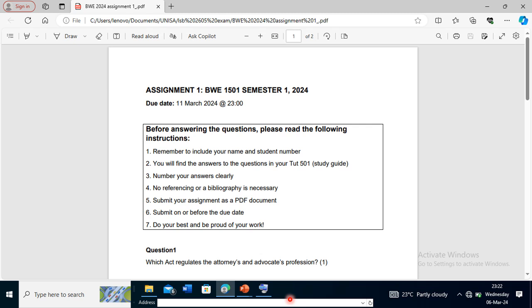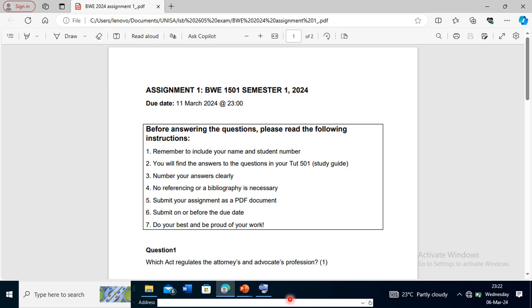And then number 2, you will find the answers to the questions in your study guide. So all the answers, guys, are going to be from your study guide. You can use Google, but most of the answers will come straight from the study guide. Number 3, number your answers correctly, guys, to avoid any inconvenience, because if you don't, it means that you get a 0.